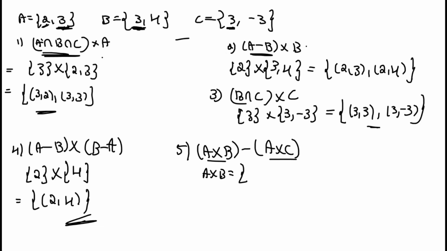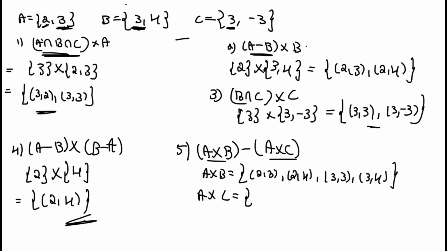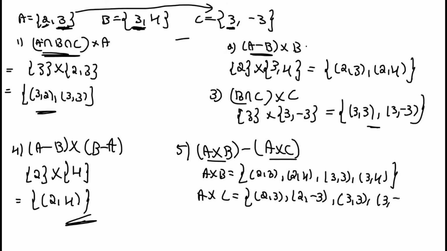A cross B is equal to the ordered pairs (2, 3), (2, 4), (3, 3) and (3, 4). Next, what do you have to calculate? A cross C. A cross C is equal to, you need to combine set A with set C. You will get (2, 3) and (2, -3), as well as (3, 3) and (3, -3). Now see the given question.